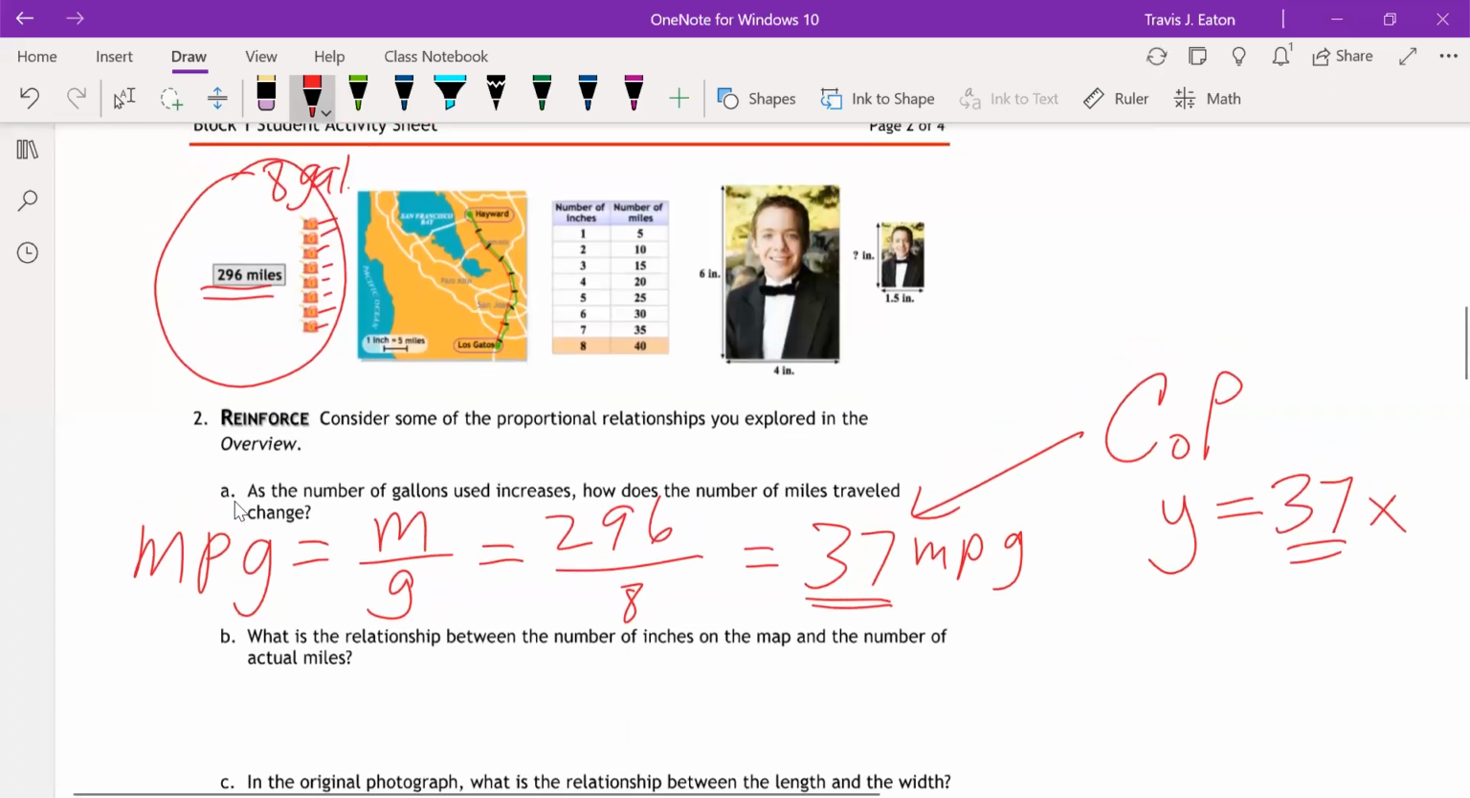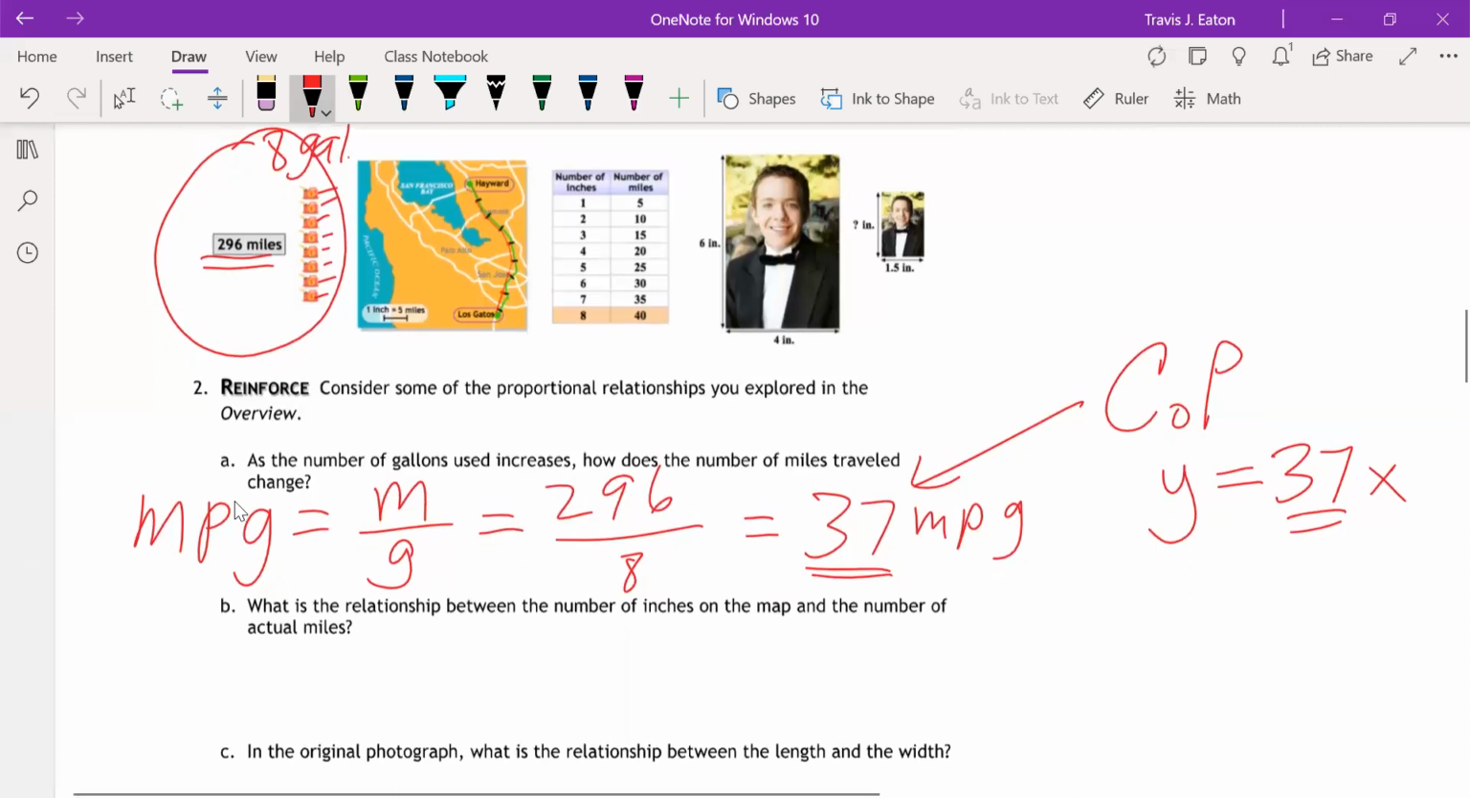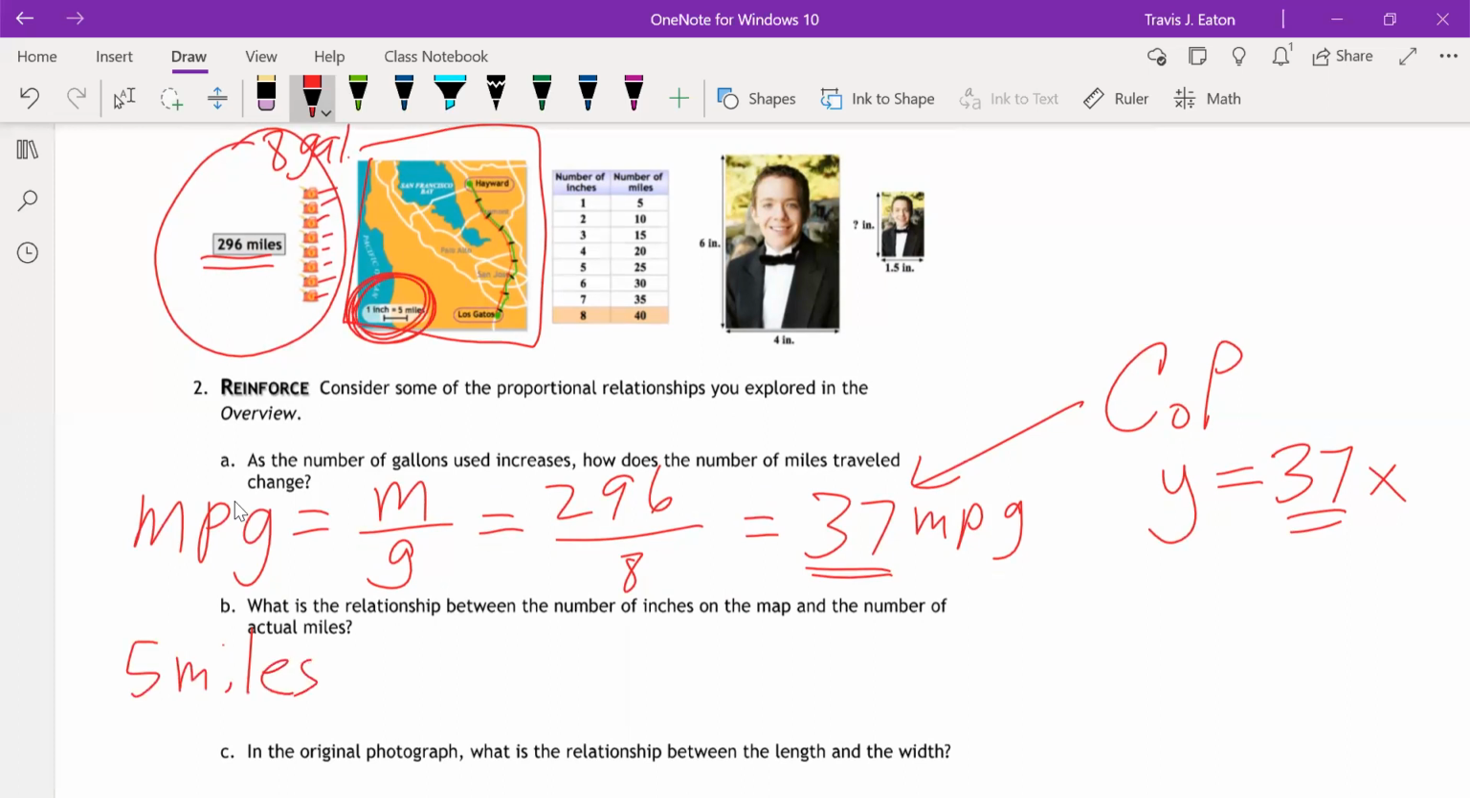Now, if we look on our map here, you probably can't see it super well, the relationship between the number of inches on the map and the number of actual miles, well, you can see the map scale. It says that 1 inch is equal to 5 miles, right? So there are 5 miles for every 1 inch. So how many inches are on this map? We can count them. There's 1, 2, 3, 4, 5, 6, 7, 8. There are 8 inches.